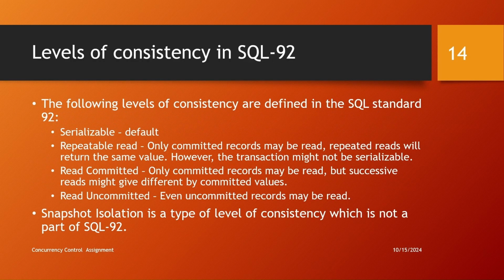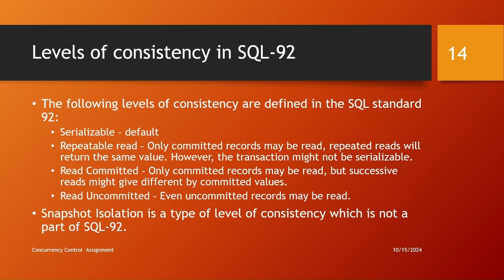So there are four levels of consistency defined in the SQL-92 standard. The first is serializable, which is the default type. It ensures full consistency. For each and every transaction, before, during, and after the transaction, the database will be consistent as long as it does not fail.